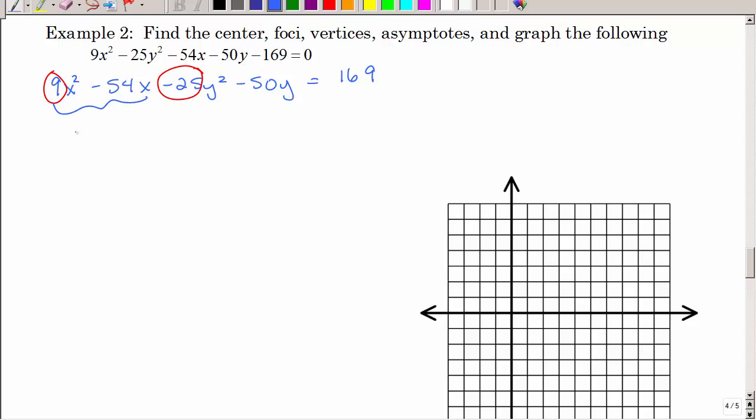So I need to do some factoring. So I'm going to factor out the 9. I'm going to factor out negative 25. Be careful. If I factor out a negative 25 out of negative 50, that's going to be positive 2.